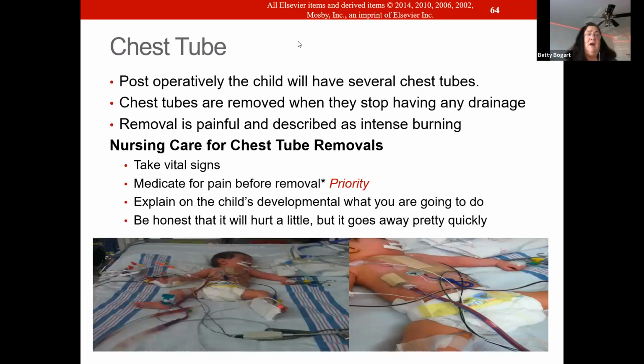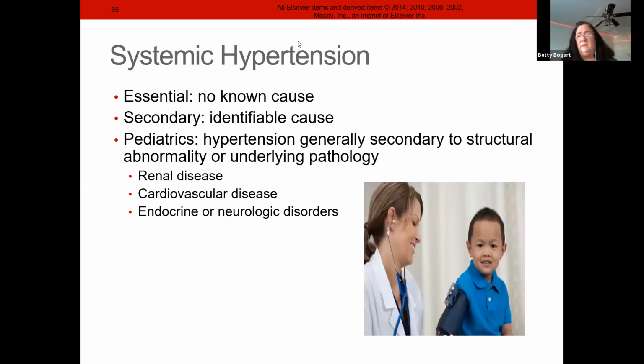Chest tubes are constant in the world of your cardiac. Remember to take it out. Number 1, teach the child what's going to go on. They should be sitting up, not completely up, but a nice sitting there. Medicate them for pain. Tell them it's going to hurt because it will burn for a little bit. You cannot not tell them that because it will hurt. And also take their vital signs before and after and document it.